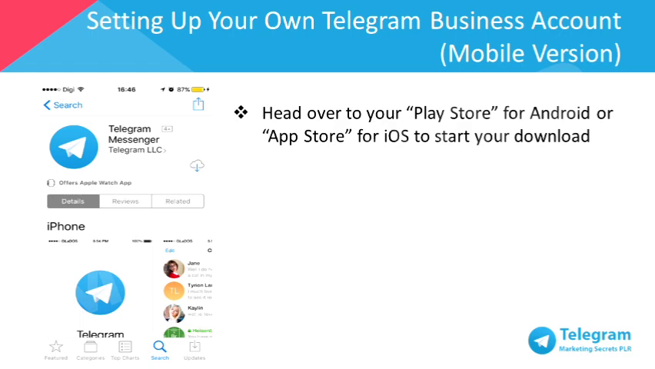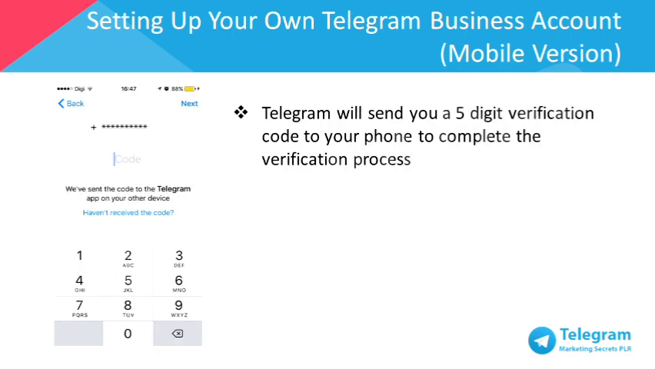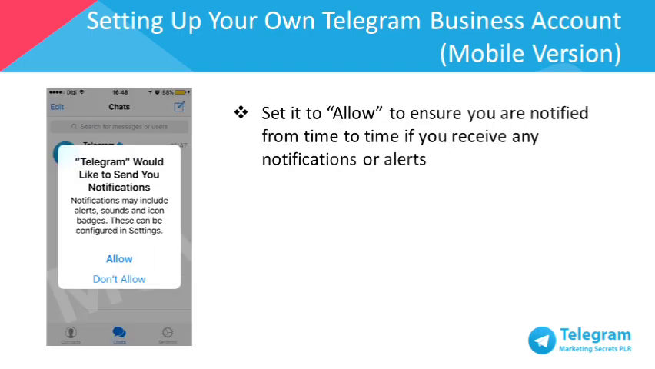To do this, head over to the Play Store for Android or the App Store for iOS to download Telegram. Next, confirm your country code and then key in your phone number to complete the sign-up process. Telegram will then send you a 5-digit verification code so you can complete the verification process. You'll then be prompted by Telegram to receive notifications. I recommend that you allow this. That'll ensure that you receive notifications or alerts from other users.